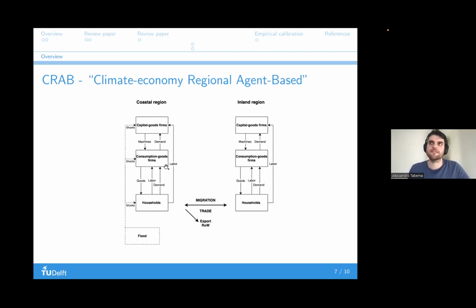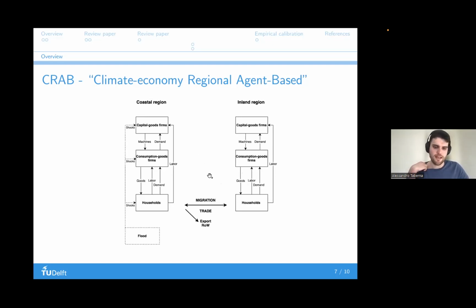Each region has its own labor market, so all agents can work only in the regions where they live, but they can buy and sell goods between the two regions, paying a transport cost, and they can also migrate between the regions.